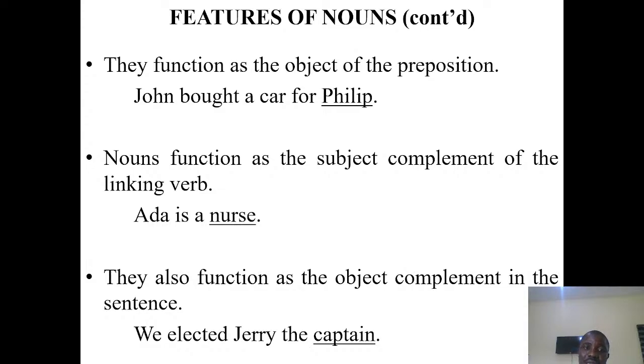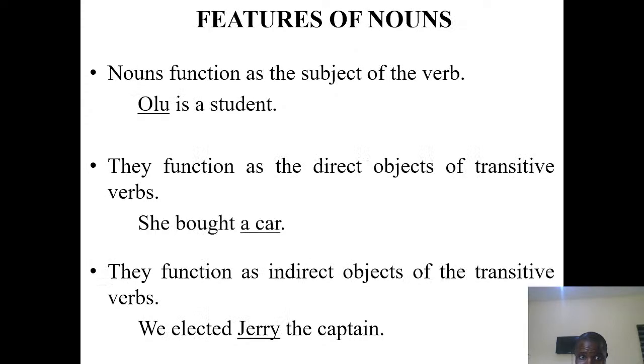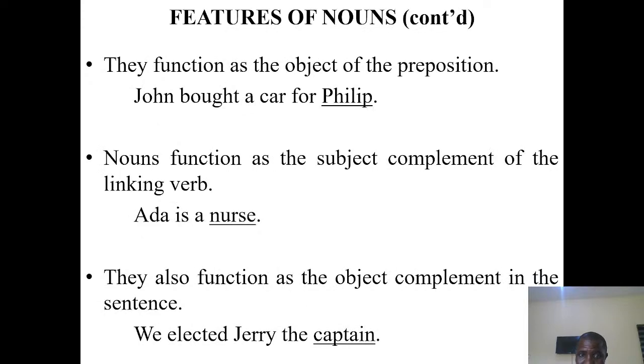The next is they also function as the object complement in the sentence. Take this sentence: we elected Jerry, the captain. Jerry, the captain is object. Jerry is object. We said it earlier when we were explaining the indirect object, that Jerry is an indirect object. Now we are explaining the captain.